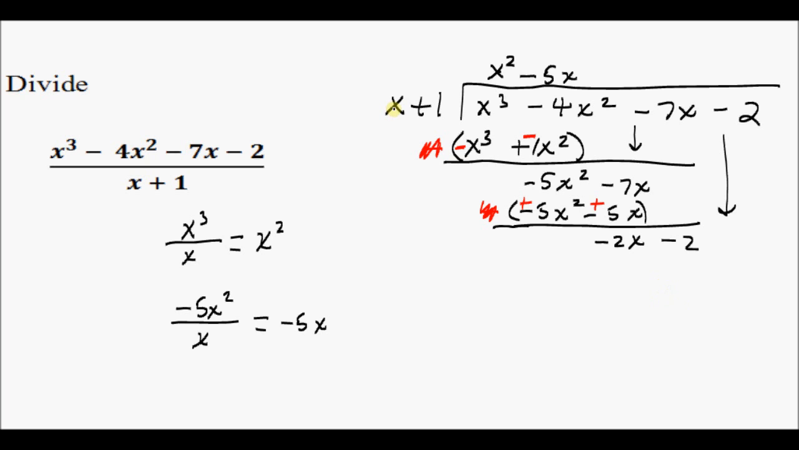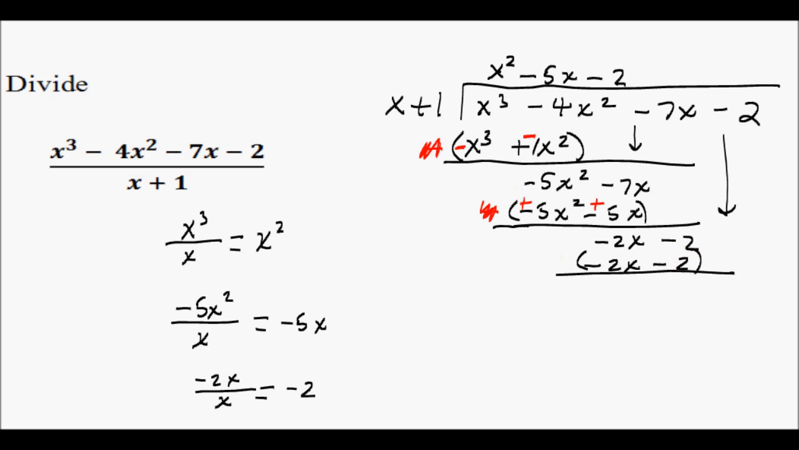We take this first term here, divide it into that first term there. In other words, negative 2x divided by x. Well, there the x's cancel, we just have negative 2. So we put the negative 2 here, and we take the negative 2 times x plus 1. Negative 2 times x is negative 2x. Negative 2 times a positive 1 is a negative 2. We do that subtraction thing again.